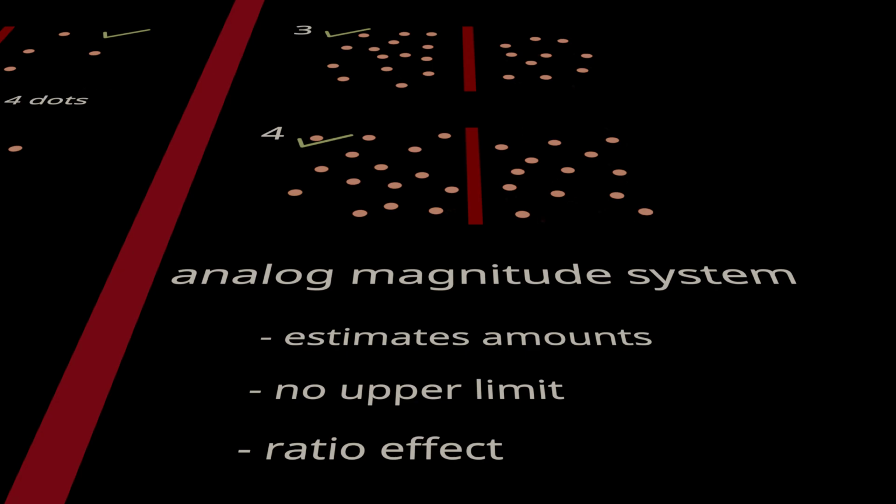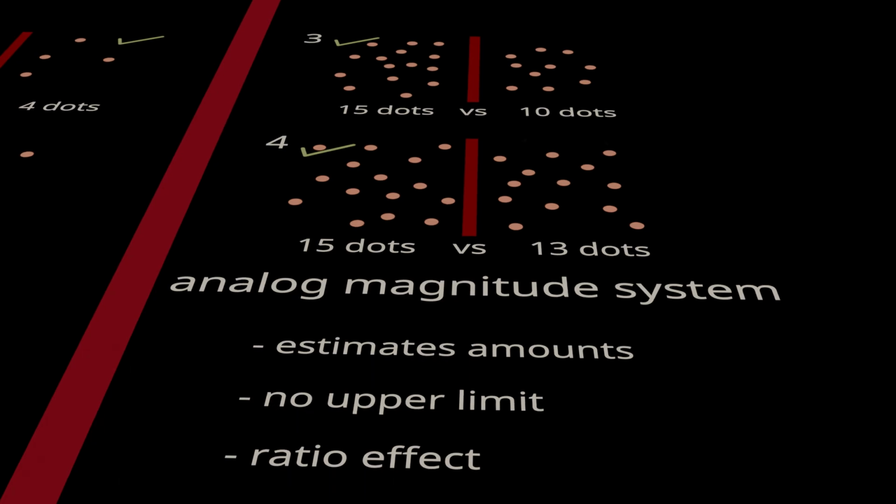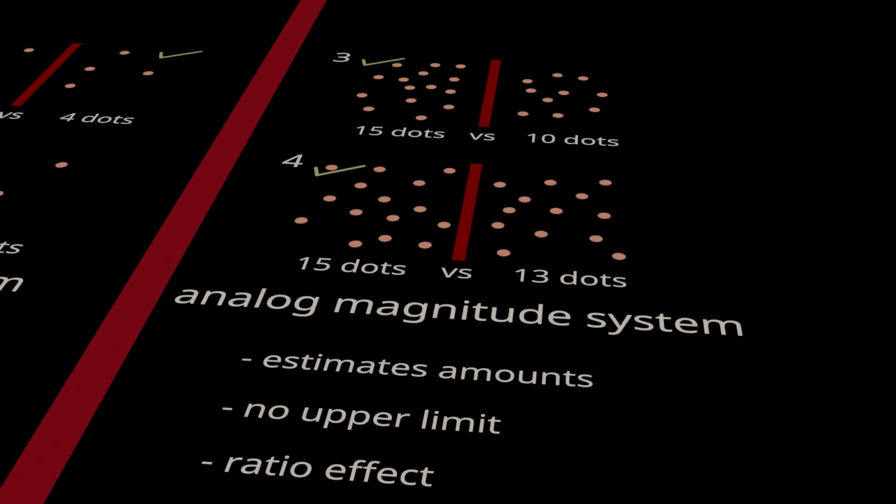The difference in the number of dots was bigger in the 3rd set, 10 versus 15 dots, than it was in the 4th, 13 versus 15 dots, which is why your chances of getting the right answer were higher for the 3rd set. These 2 systems are found in humans, but also in a bunch of other animals, including some fish. The question is, how do these 2 systems interact with language?